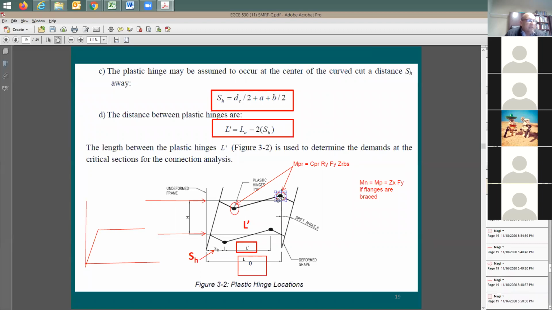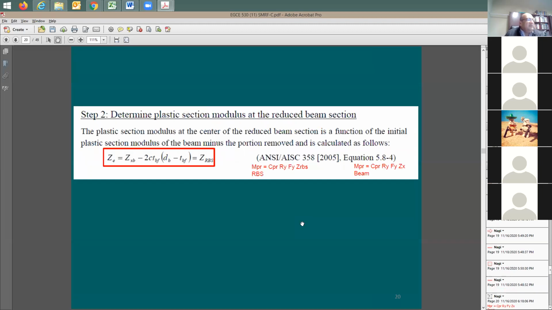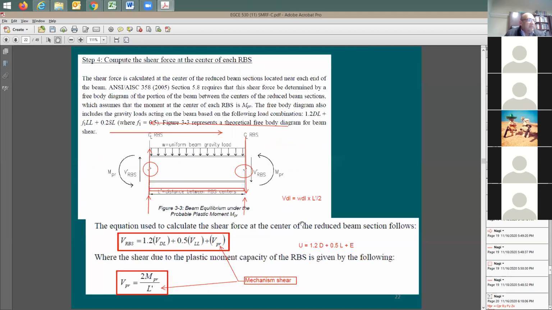I guess the conclusion is we'd like to set it further away from the center of the beam as much as possible. We'd like to get very close to the column. And what is the reason for this? When this distance L prime becomes larger, when you set the two hinges away from each other, your mechanism shear is reduced. Look at this equation: when this L prime goes up, VPR, which is the mechanism shear, is going to drop down.